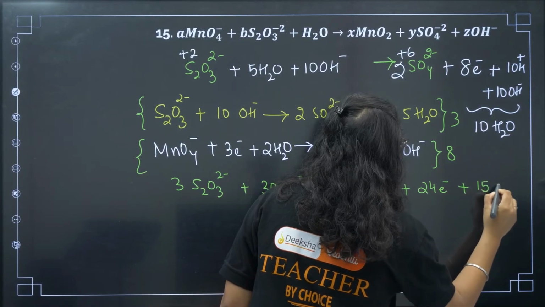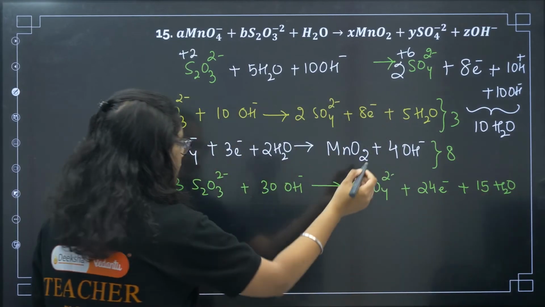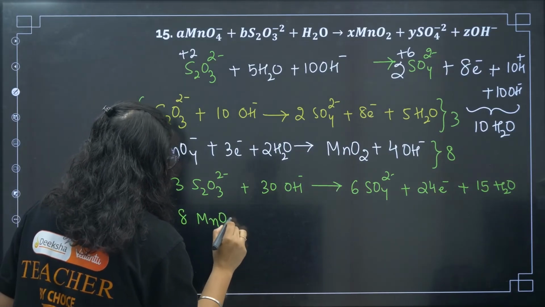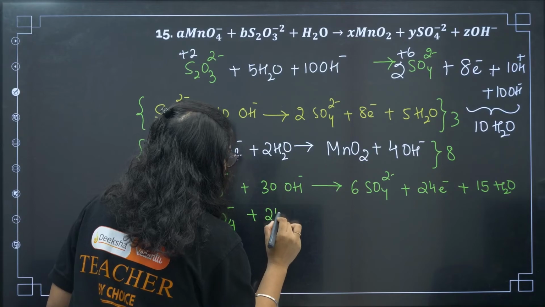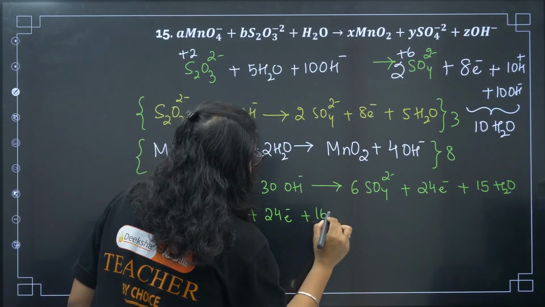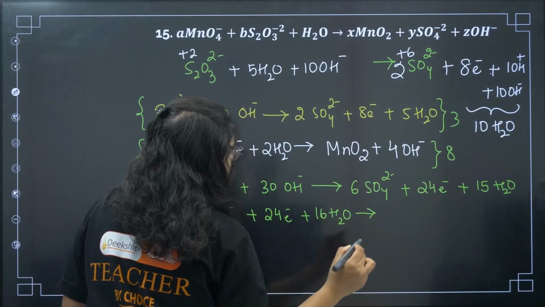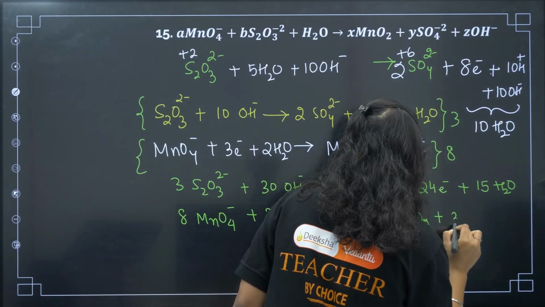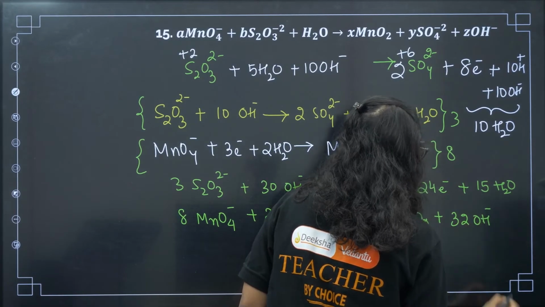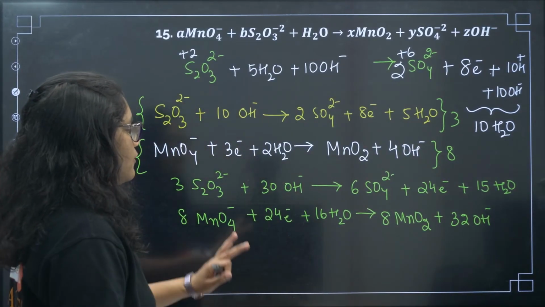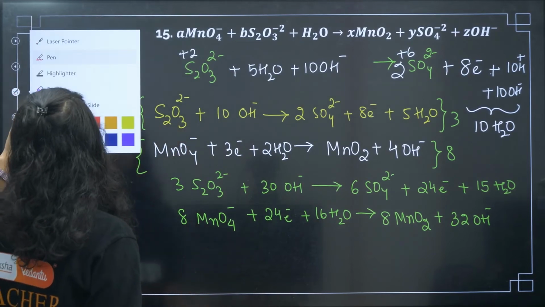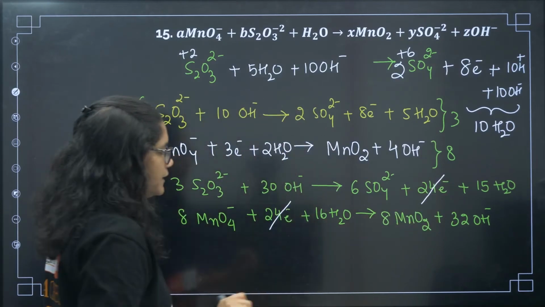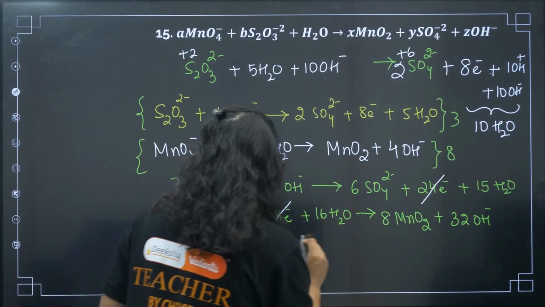plus 15 water. Okay. Now if I multiply by 8 in this equation, then I'll get 8 MnO4 minus plus 24 electrons plus 16 water. That will give me 8 MnO2 plus 32 OH minus. Right? Now what we can do? We can check and cancel the things. Now let us see first. 24 electrons and 24 electrons will get cancelled. So I'll be writing the final equation here.